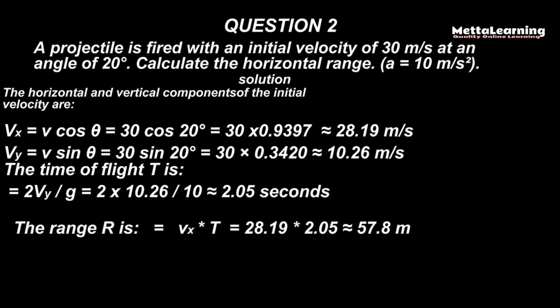Now, remember I said the time of flight will help us to calculate our range. To calculate the range, we have range equals the initial velocity of the horizontal component times the time of flight. So that will be 28.19 times 2.05. When we calculate this, we have the final answer to be 57.8 meters.